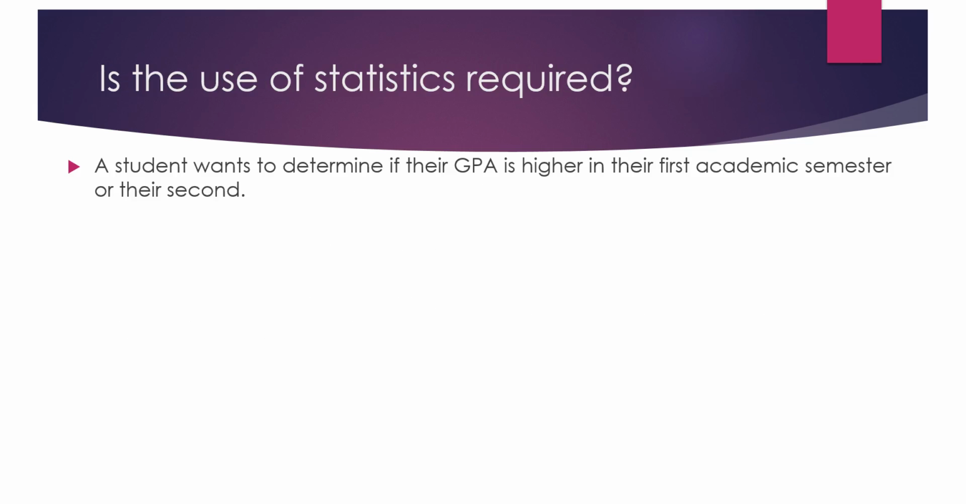So the first scenario, a student wants to determine if their GPA is higher in their first academic semester or their second. So the question you want to ask yourself is, is this a fact or figure that's already known, or is this something that we have to figure out? Well, the GPA is published on the transcript every semester. So the first academic semester, the student knows their GPA. And then the second academic semester, it's implied that it's finished here. So that number is already known. So we don't need to use statistics to compare the two numbers.